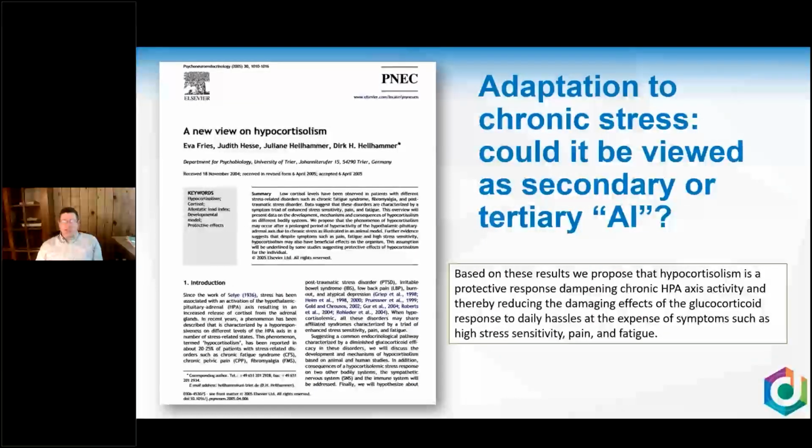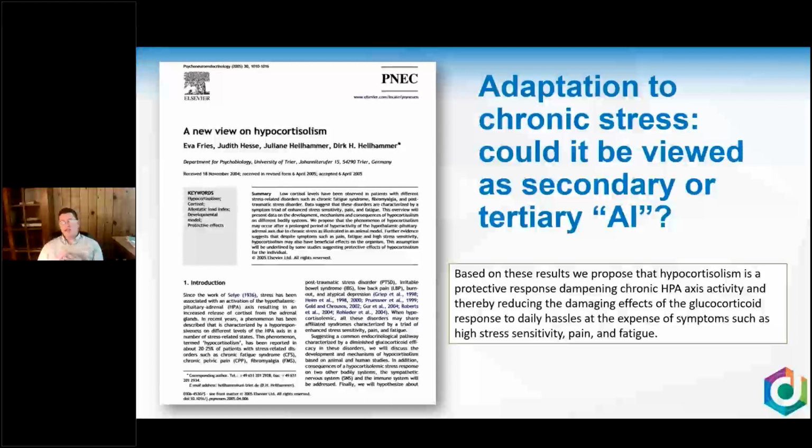So the reason I mention that is because this paper came out quite a few years ago, like 15, 16 years ago, 2005, and within the community of people that were looking at this, we really kind of rallied around this. This was work done by the group in Trier, Germany, Hellhammer and their group, and they published what they call the new view on hypocortisolism, or a new view on low cortisolism.